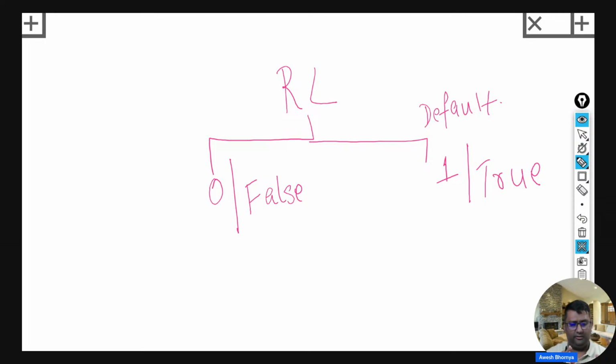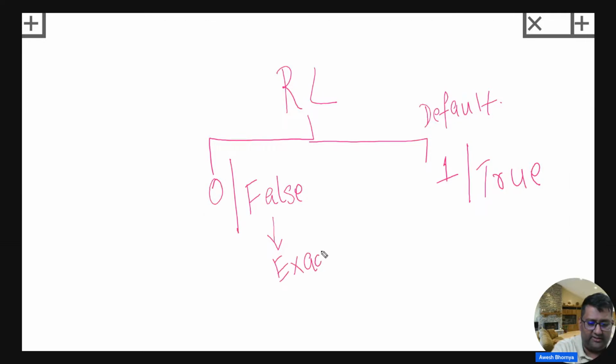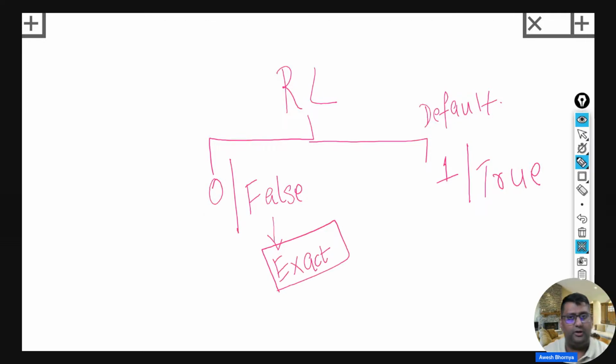Now, when we say false and true, we need to understand what is the concept of this false and true in real life or in the real example that we're dealing with. So, false basically indicates that we are looking for an exact match. And true means you're looking for an approximate match. Okay, so that's exactly what we are planning to do.